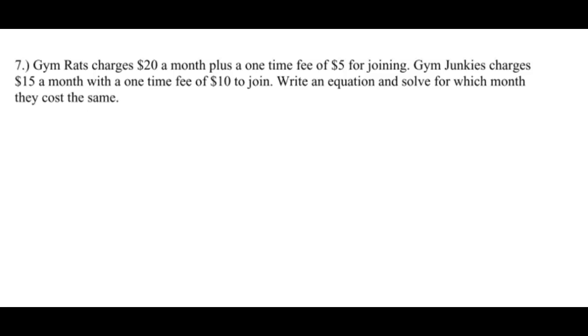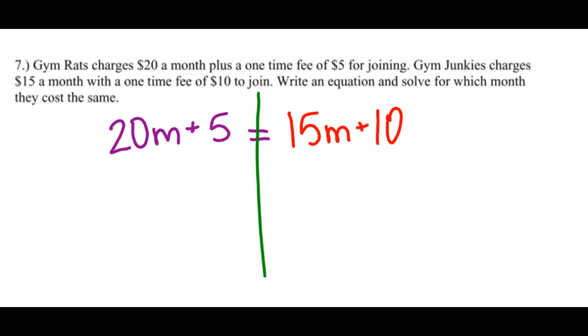So what's happening in Gym Rats? I have to first write that situation down. So we've got $20 a month. So what's changing? A month. That's my x. Plus a one-time fee of $5. Gym Junkies charges $15 a month. Again, that's my x with a one-time fee of $10. And then I'm going to set those two things equal to each other. So that looks like this. $20 a month plus $5, $15 a month plus $10.